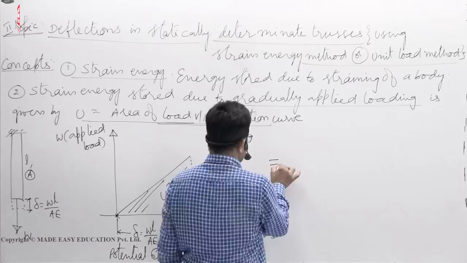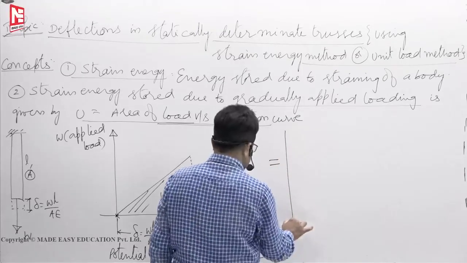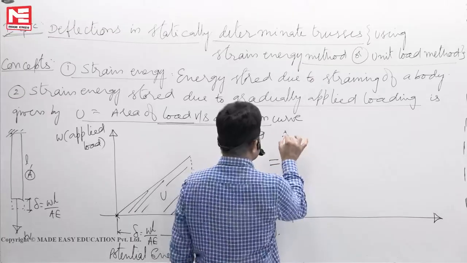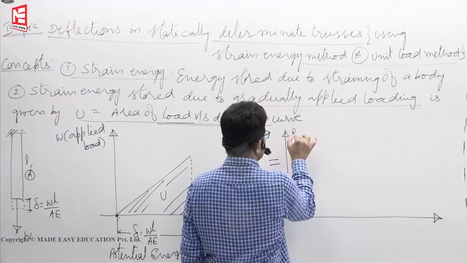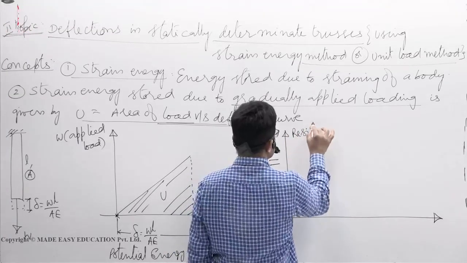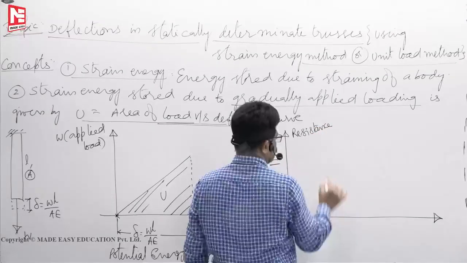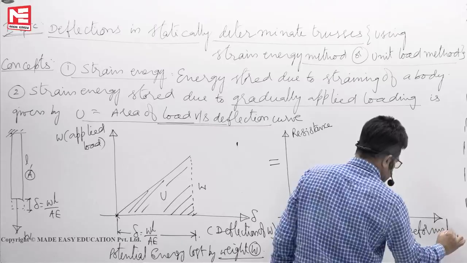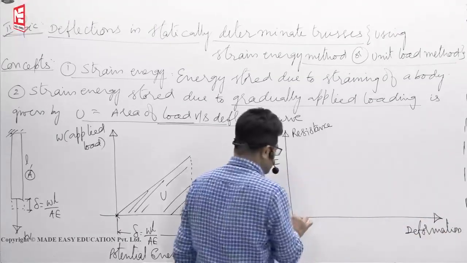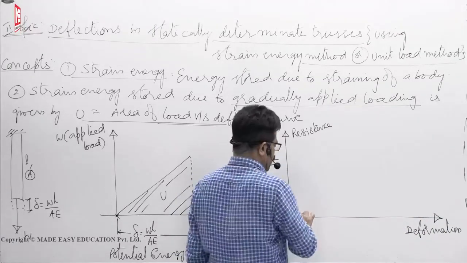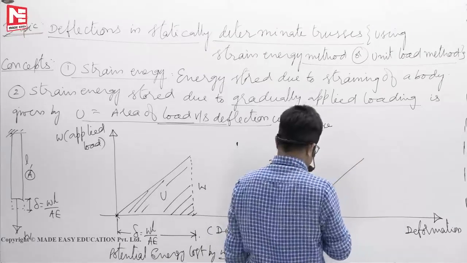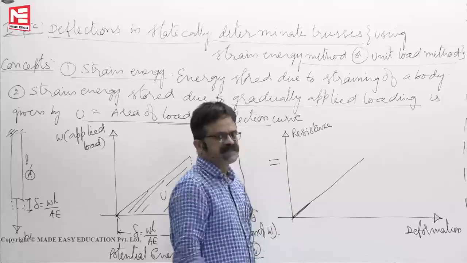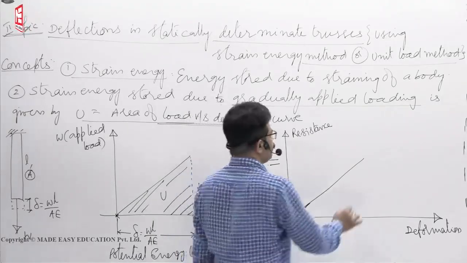So this is now equal to the strain energy stored in the member. For strain energy stored in the member, you have to take resistance versus deformation. Initially there is 0 deformation and 0 resistance. As the resistance increases, deformation also increases. Means as the deformation increases, resistance also increases.